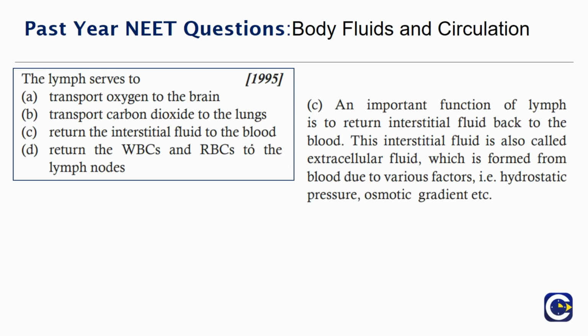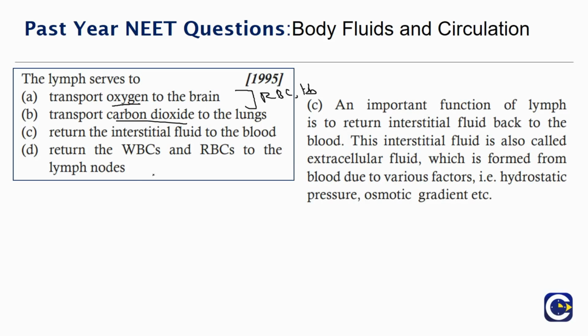Going on to the questions, the first question is: the lymph serves to transport oxygen to the brain, transport carbon dioxide to the lungs, return the interstitial fluid to the blood, or return the WBCs and RBCs to the lymph node. We know transport of oxygen and carbon dioxide to any part of the body is done only by the RBC containing hemoglobin. Return of interstitial fluid to the blood or return of the WBCs and RBCs to the lymph node is the option we have to eliminate between.